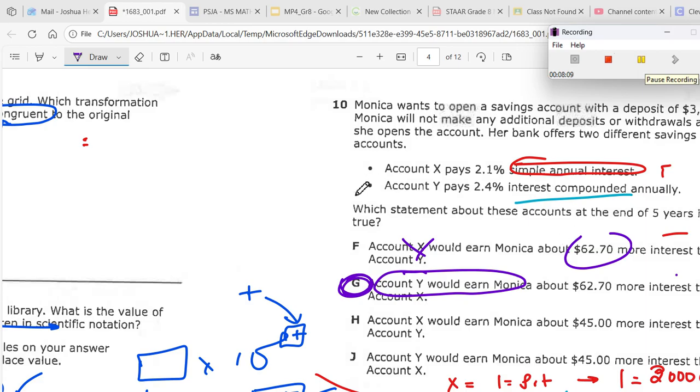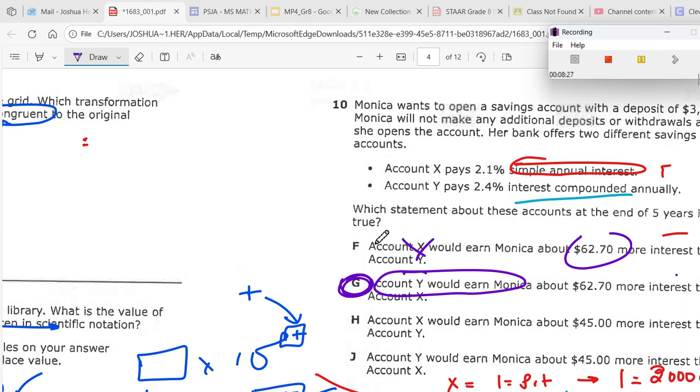Okay, so I did this one, but I totally forgot to record it. So that's where it goes in red. The account pays 2.1% annual simple interest. So I did it right here. This is account X. It's going to be I equals PRT. I equals 3,000 principal, rate 2.1% times 5 equals 315.